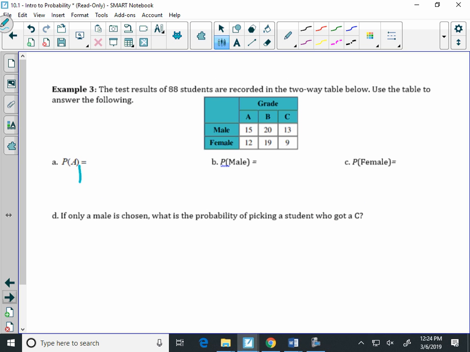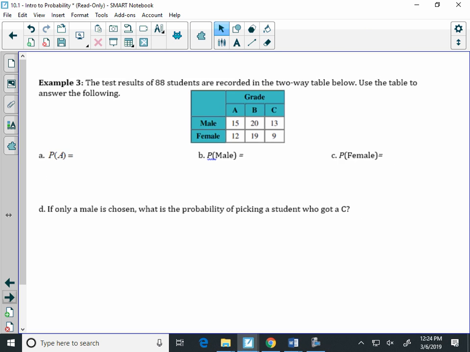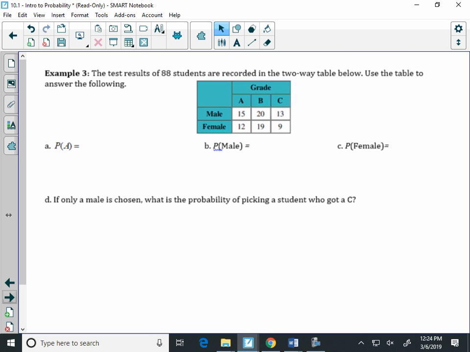If we look at the next example, it's just finding basic probability from a table. Okay? So whenever it's written in this notation, you have a capital P with parentheses and something inside those parentheses. That just means, hey, find the probability of someone getting an egg. Find the probability of picking a male. Find the probability of picking a female. That's what that's saying.